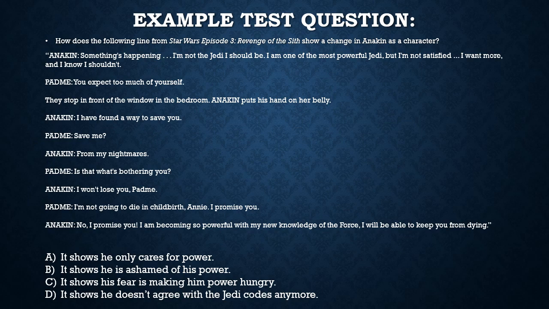Anakin, something's happening. I'm not the Jedi I should be. I am one of the most powerful Jedi, but I'm not satisfied. I want more, and I know I shouldn't. Padme, you expect too much of yourself. They stop in front of the window in the bedroom. Anakin puts his hand on her belly. I have found a way to save you. Save me? From my nightmares. Is that what's been bothering you? I won't lose you, Padme. I'm not going to die in childbirth, Annie. I promise you. No, I promise you. I'm becoming so powerful with my new knowledge of the Force, I'll be able to keep you from dying.